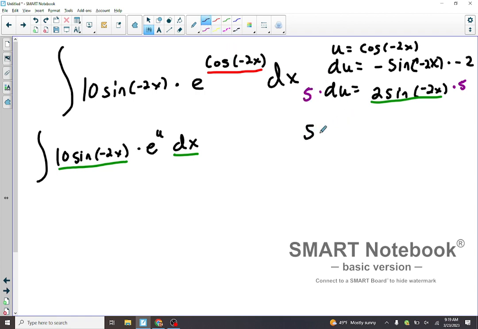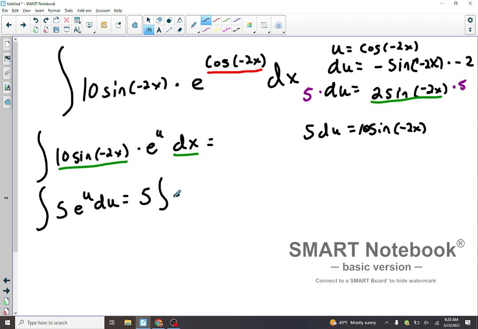So then this is going to be equals sine negative 10 sine negative 2x. That matches with this. So now I can replace this with u, or du. So 5 e to the u du, which I could rewrite as 5 on the outside, e to the u du, which now I could use the antiderivative of e to the u.